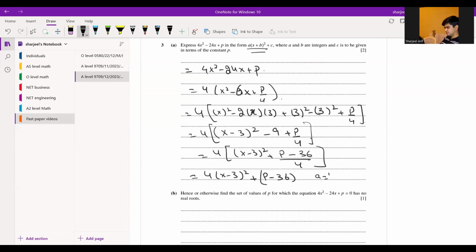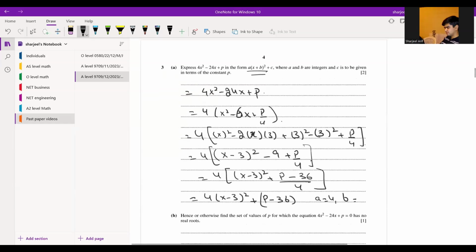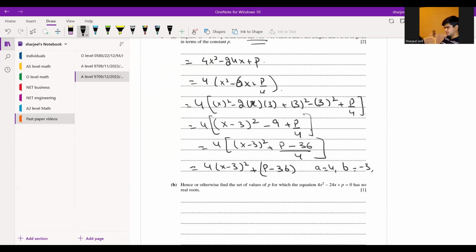So value of a will be 4, value of b will be minus 3, and c will be in terms of p, that would be p minus 36.